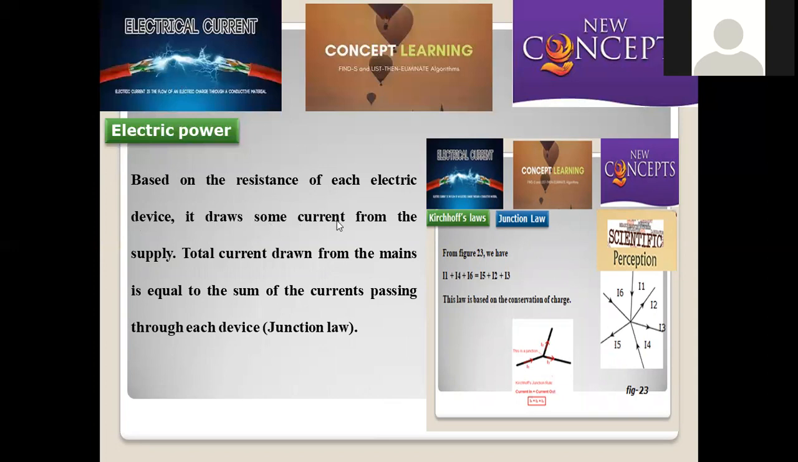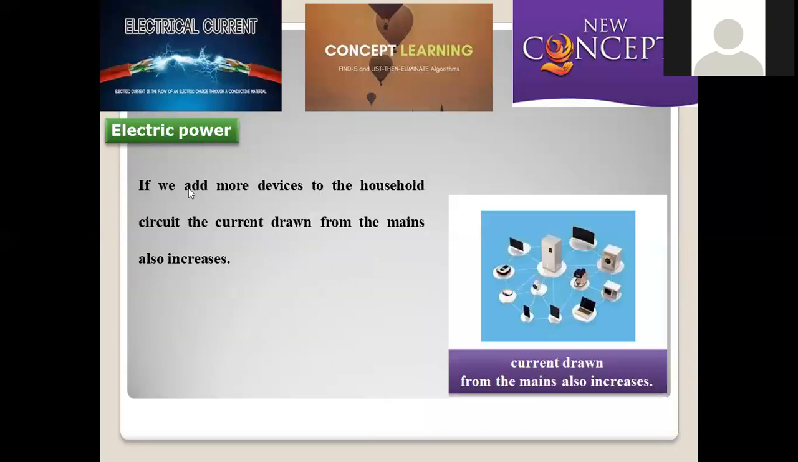Now, based on its resistance, each electronic device draws some current from the supply. The total current drawn from the main is equal to the sum of the currents passing through the individual devices. That is simply called the junction law. The current we get from the outside source will be dispersed into various systems. For example, we are getting electricity of 120 volts. That will be split into various regions in order to perform all our daily life applications. If we add more devices to the household, then the power consumption also increases. So this is the mainstream from which all these electronic devices we are using at home are run.